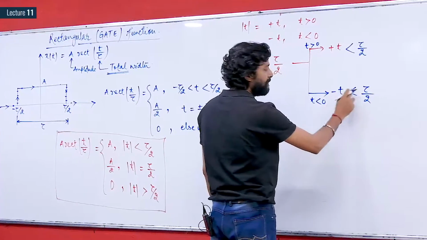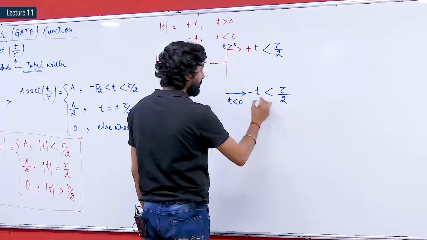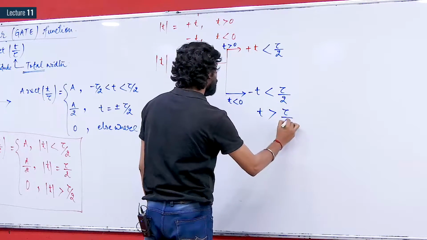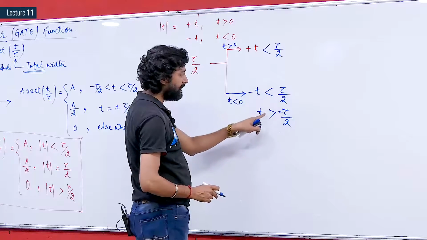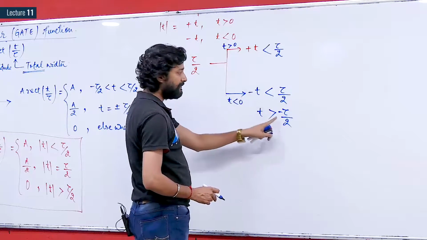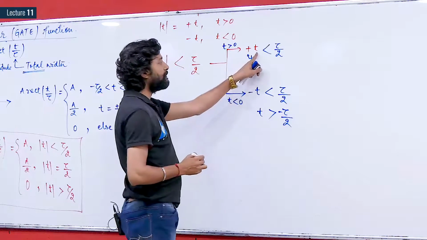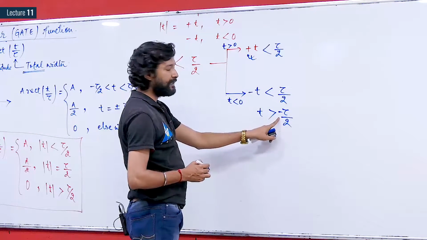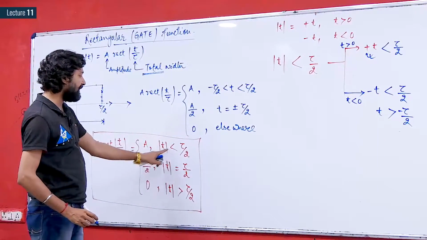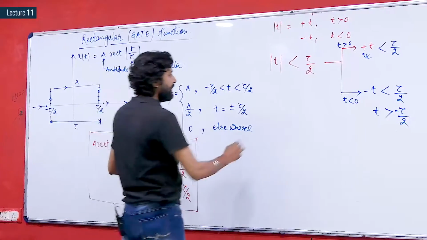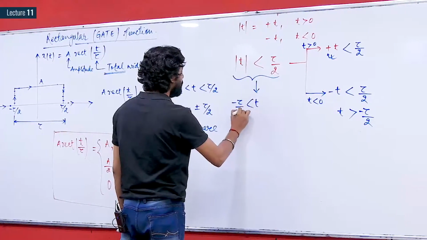So if minus t must be less than tau by 2, then you can say that t must be greater than minus tau by 2. You are shifting t to the other side, so it will be plus t, the sign will be greater than, and this tau by 2 will come to the other side with a negative sign. So from this you have obtained that t must be less than tau by 2 and t must be greater than minus tau by 2. So mod of t less than tau by 2 is nothing but t in between minus tau by 2 and plus tau by 2.